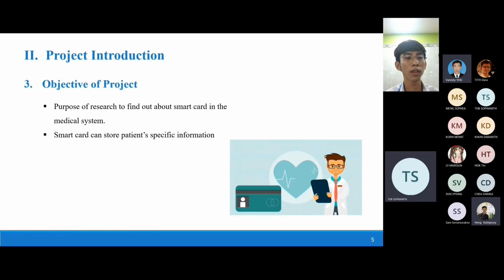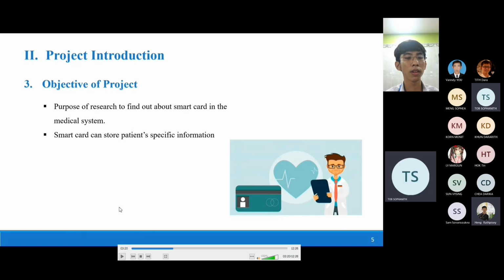And how about their medical information? Is it gone with their smart card, or the hospital has to keep their data inside their system? The history of patient information is recorded on the system, on the database server in the hospital. Okay.